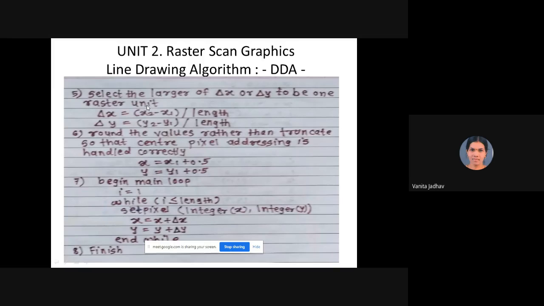So what is raster unit? Raster is nothing but the pixel. What we are doing is, we take the first pixel and we try to calculate the next pixel. What is a line? A line is nothing but a collection of pixels.